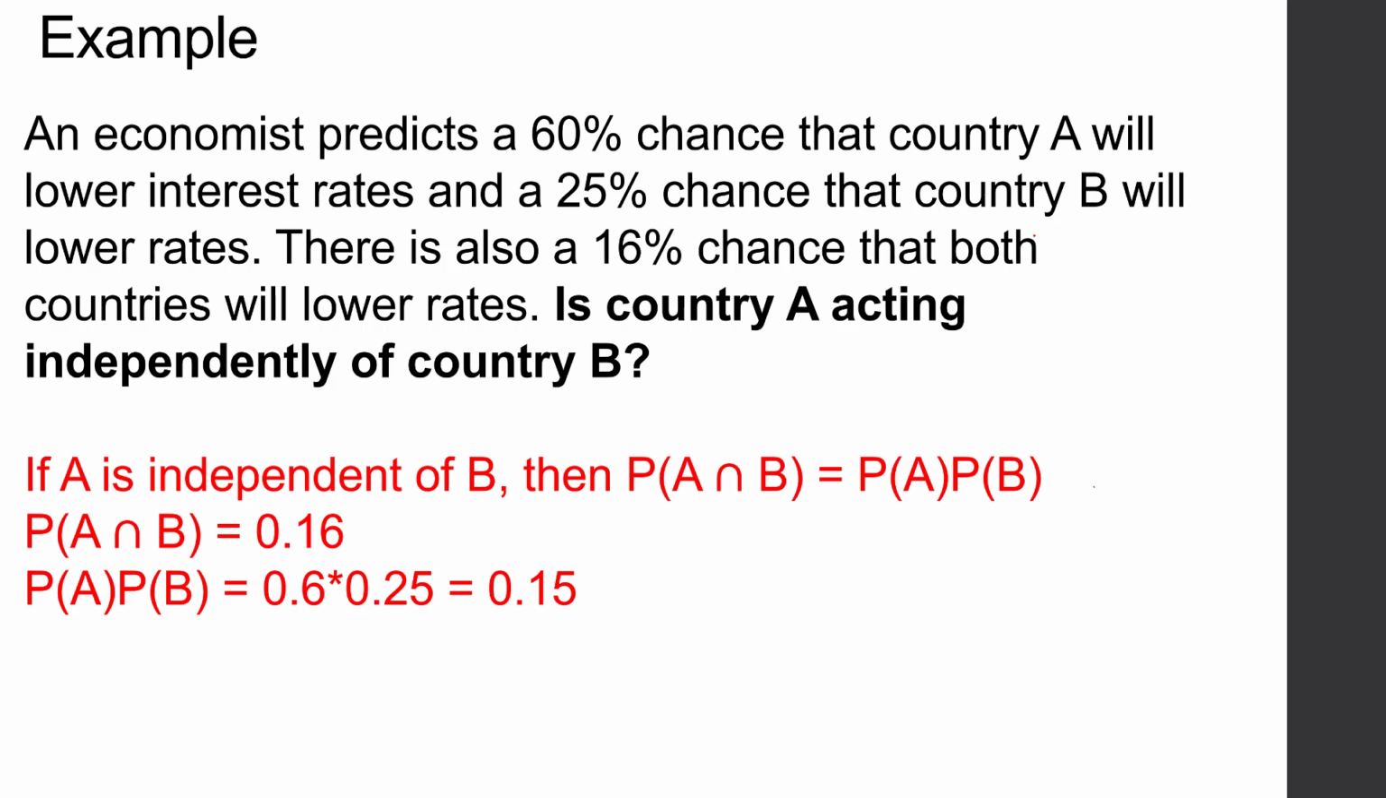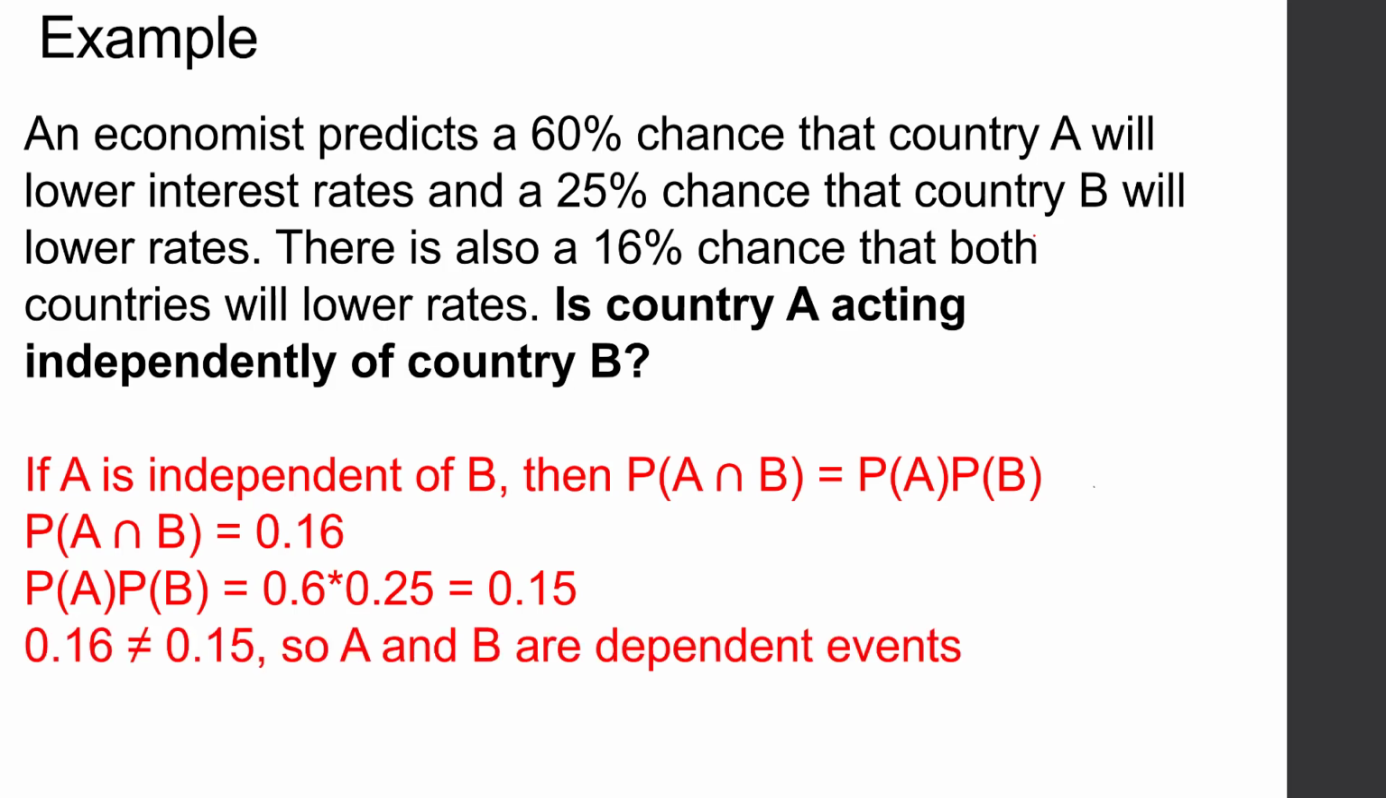The probability of A lowering their interest rates is 0.6 and the probability of B is 0.25, and those multiply out to be 0.15. So the probability of their intersection doesn't equal the probability of the two events times each other. And so A and B are not independent, they are dependent. So make sure that you write that they are dependent in your notes. They are not independent.